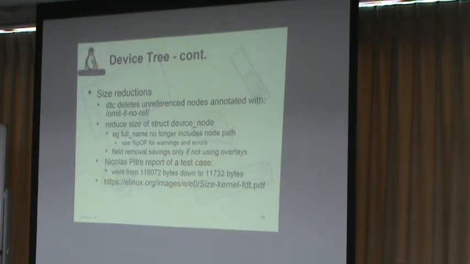Unfortunately, if you're using overlays, you don't get this space savings. If you're interested in overlays and space, talk to me later. I don't want to bore the rest of you with that, but that's unfortunate. So I mentioned Nicholas. He had a test case, and he went from 118,000 bytes down to 12,000 bytes for his device tree data structure. So that's an order of magnitude space savings, which is really impressive.